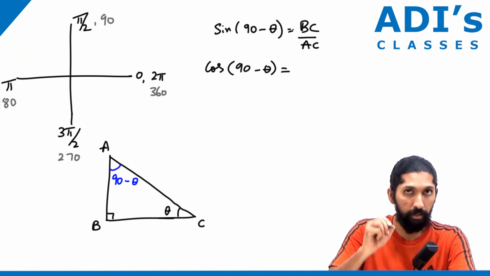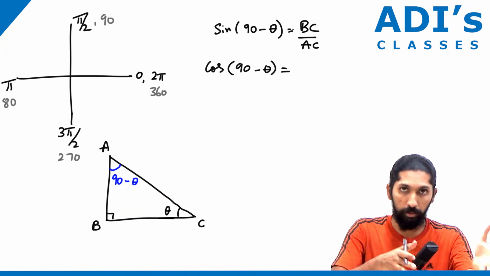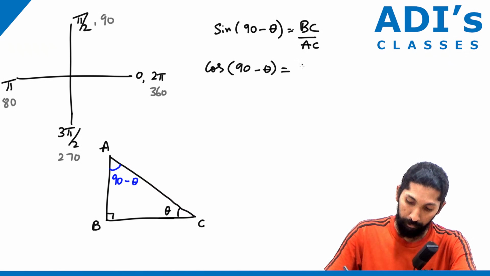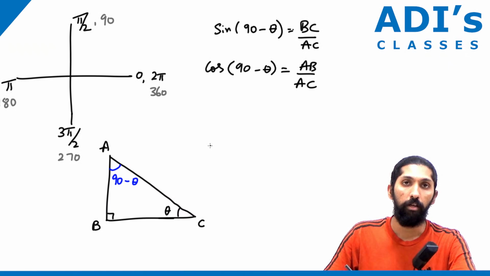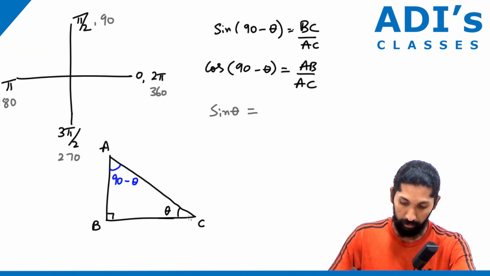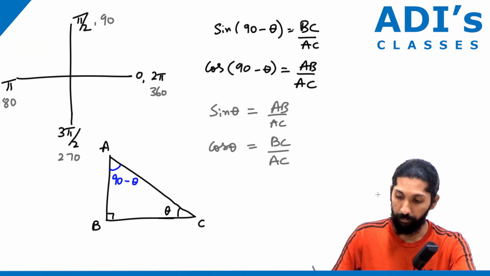Here, I'm deliberately not using the radian measure so that you get used to it. After that, we'll go into the radian measure itself. All right. So cos of 90 minus theta, if you take that, you'll get AB divided by AC. Now, what is sine theta in the same triangle? Sine theta is AB divided by AC. And what is cos theta? Cos theta is going to be BC divided by AC.